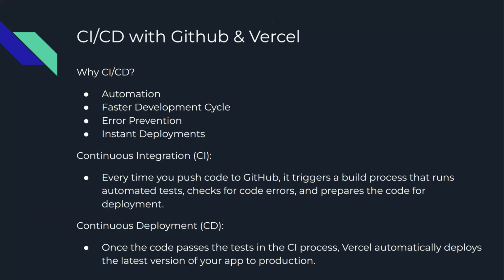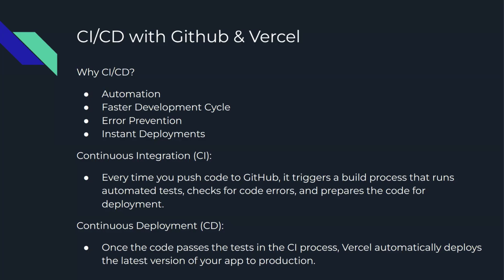So when we are continuously deploying and continuously working, we should push that code to GitHub, and it's called continuous integration. For the automations, error prevention, and instant deployment, we should have this process, continuous integration.